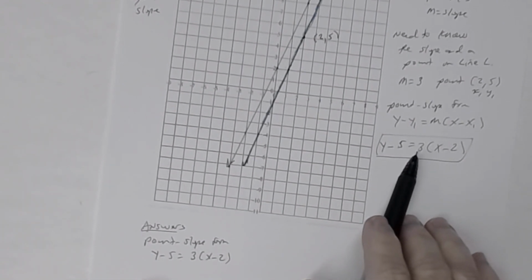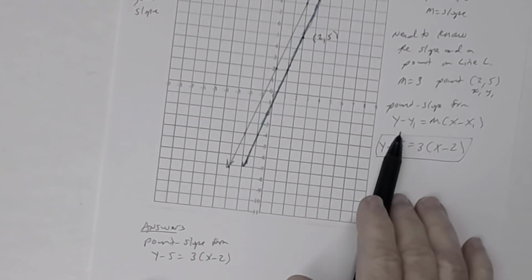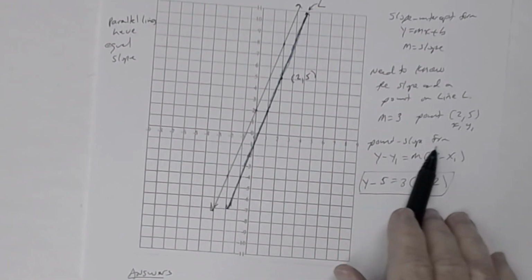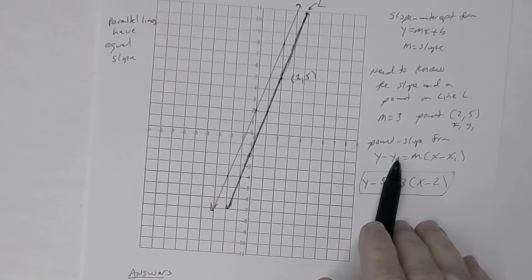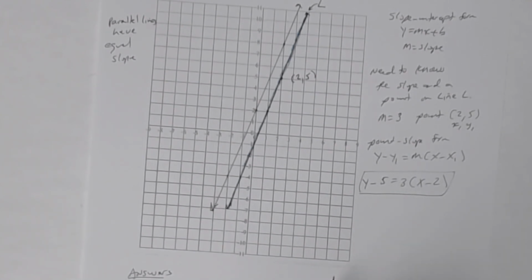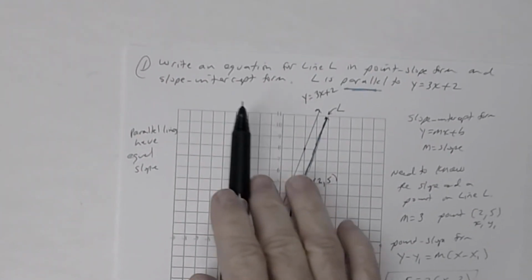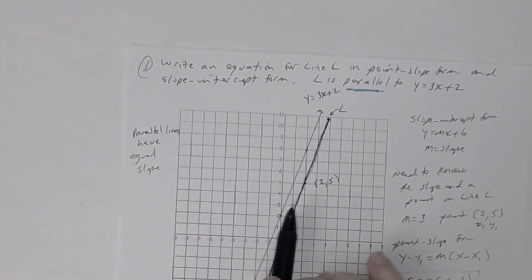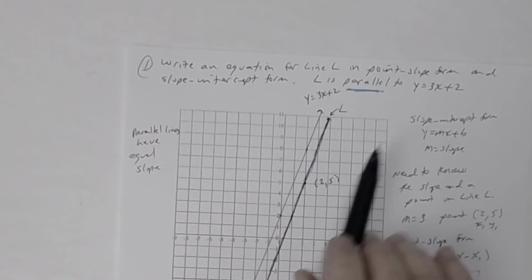Don't distribute or anything. This is point slope form. So point slope form means you want to make sure it looks like this: y minus y1 equals the slope times x minus x1. Now to get it in slope intercept form, remember slope intercept form is this. You've got to get y by itself.